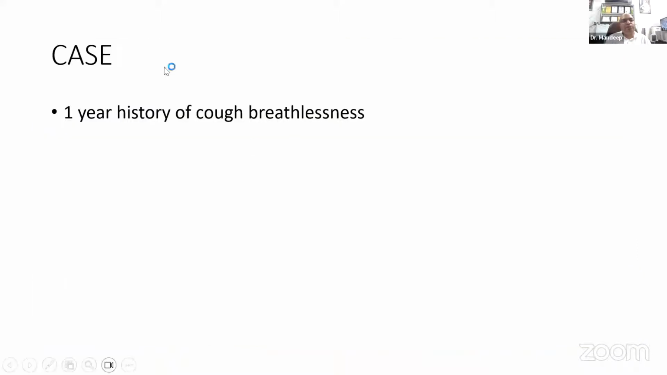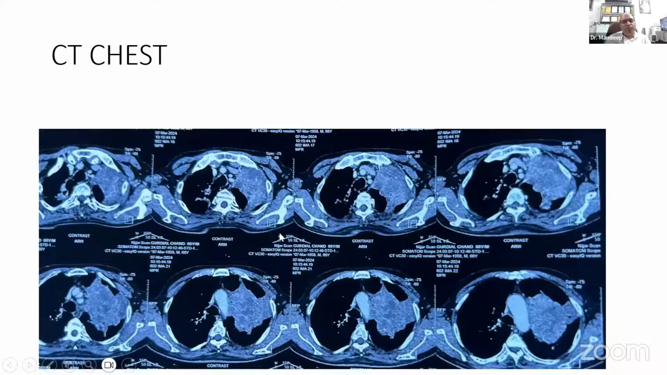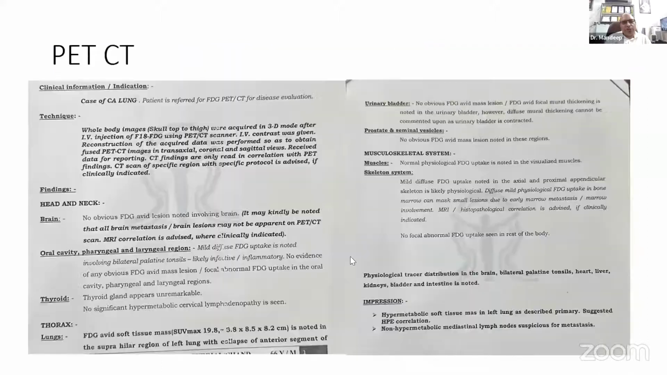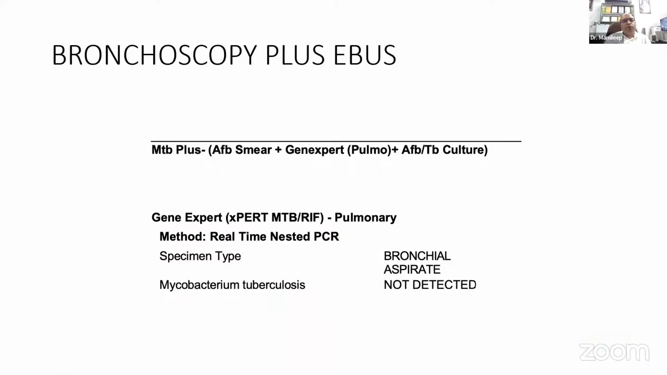So then the second case presented with a 1-year history of cough and breathlessness. It was a mass lesion in the left upper lobe. Here we did EBUS, and PET CT was there. It showed a left upper lobe hypermetabolic lesion and a subcarinal lymph node. So we did bronchoscopy plus EBUS. There, no endobronchial lesion was seen.